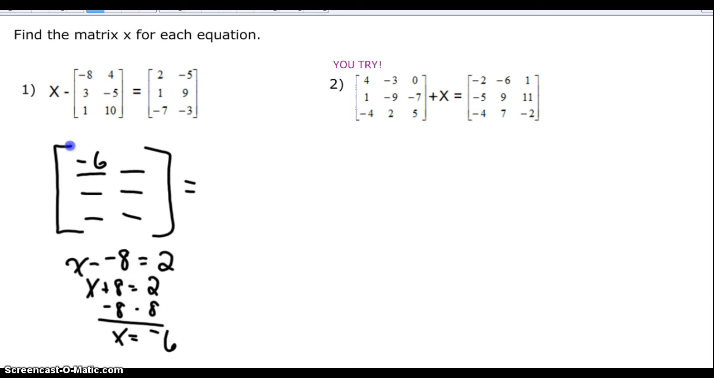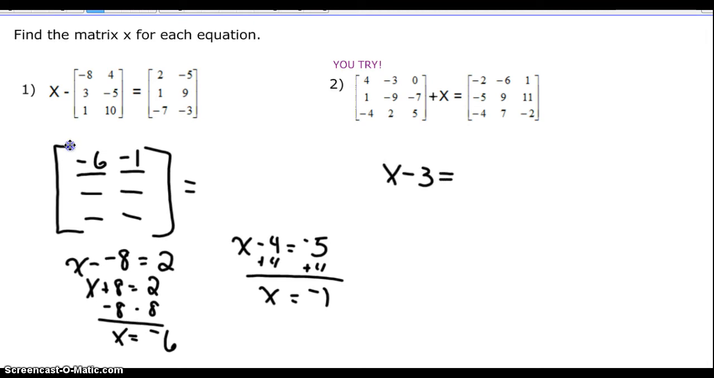Then the next one would be x minus 4 equals, looking in the same spot as the 4, the negative 5. So I add the 4 over, and I'm going to end up with negative 1. Next row, we'll have x minus 3 in the same position as the 1. Add the 3 over, and you get 4.